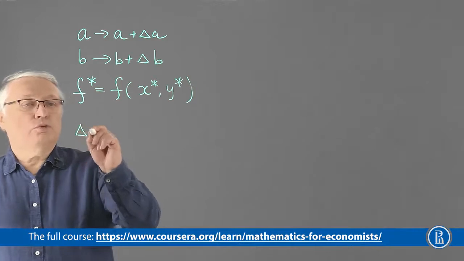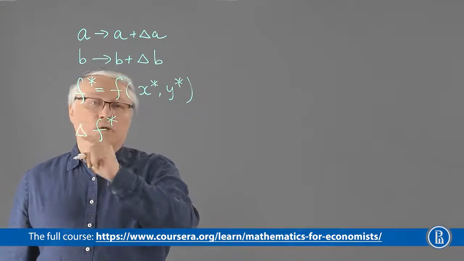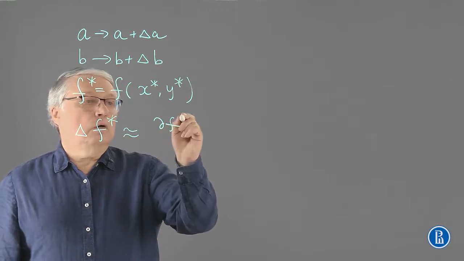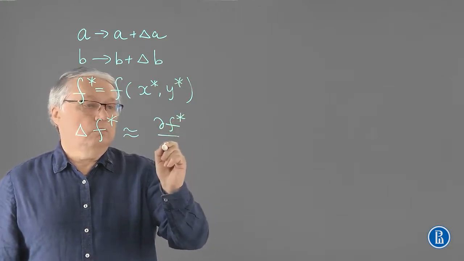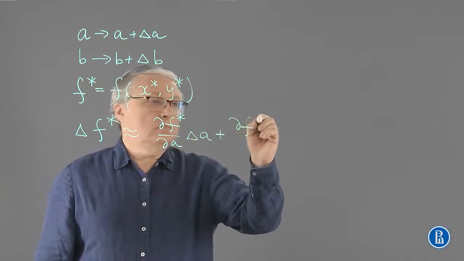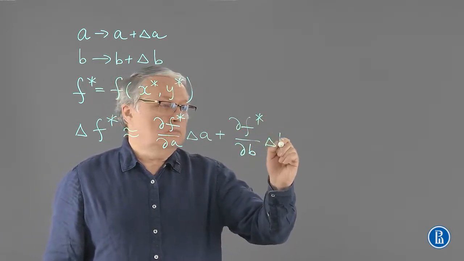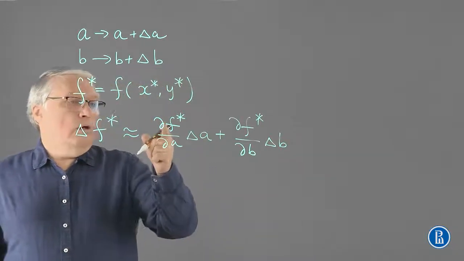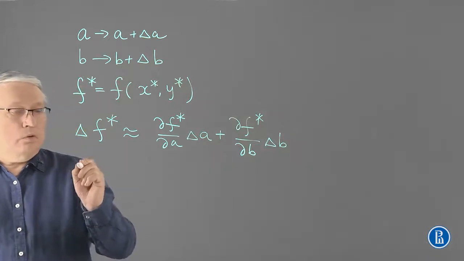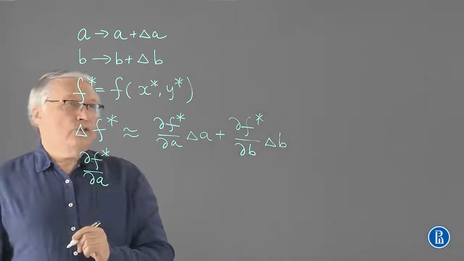So the change in the maximum value, or the value function f star, will be roughly equal to... now, these two derivatives can be found from the envelope theorem. So in order to find this derivative, we take the original function.